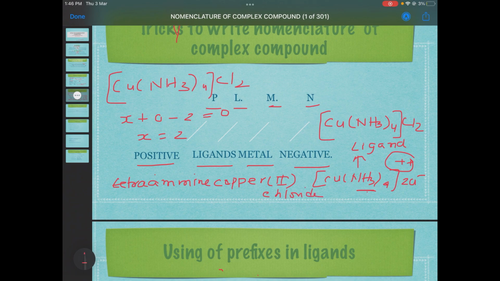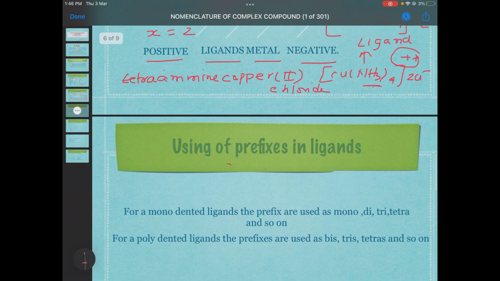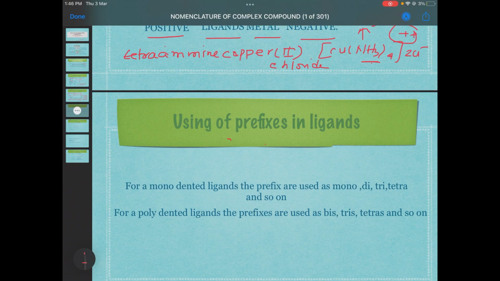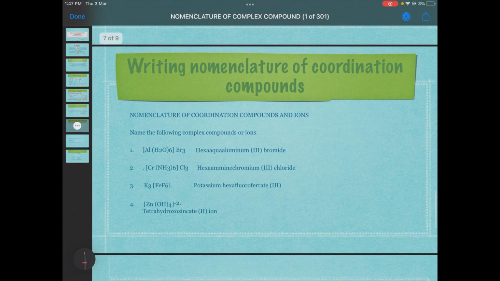Chloride. This is how we name the complex, but you use this particular trick, PLMN. It is quite a viable trick by which you can make your complex nomenclature very easy. Now, using the prefixes, as I have just discussed, if it's a monodentate ligand, the prefixes are mono, di, tri, tetra, and so on. But if it's a polydentate ligand, then the prefixes are bis, tris, tetrakis, and so on. So if I want to write out all the nomenclatures, now we will follow all the rules whatever I have suggested to you.